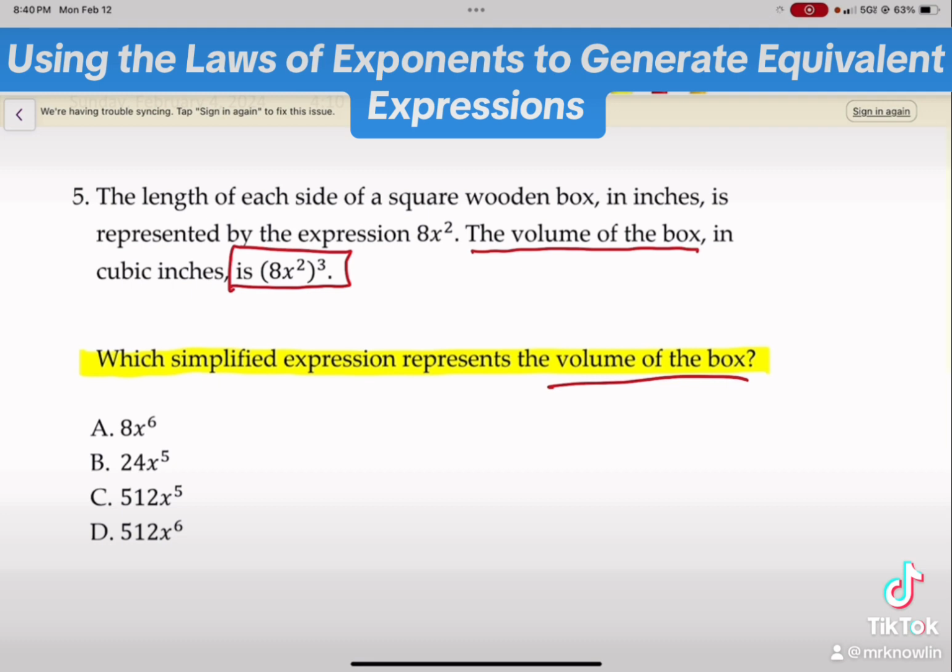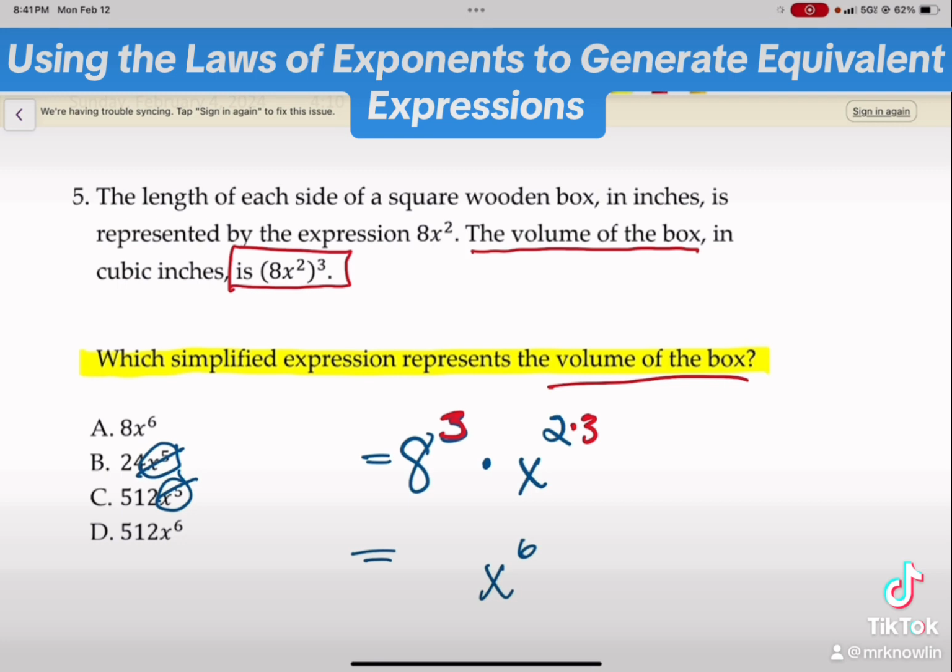When we rewrite it, we're going to distribute that exponent 3 that's on the outside of the parentheses to every part. So with that alone, we know that this is going to be x to the sixth. And even if we didn't do any work right now, I know I could get rid of answer choice B and C, because both of them say x to the fifth, and we know that that's not correct.